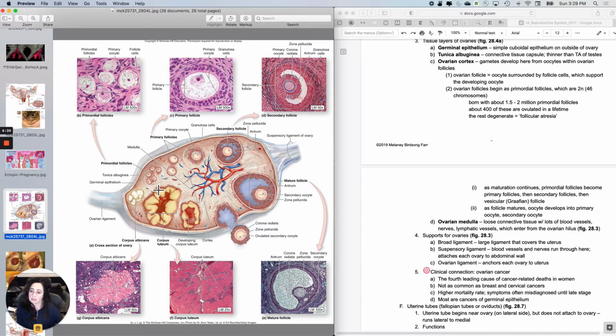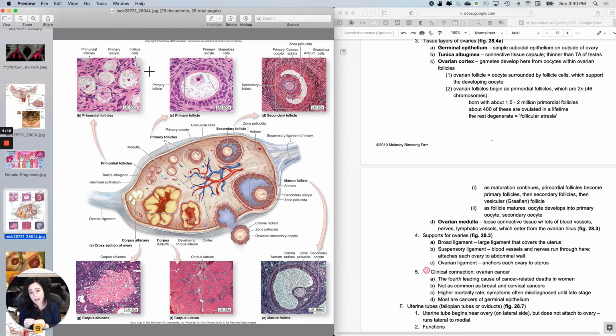And then just deep to that, can you see it kind of in this pinkish color, just deep to that? That's called the tunica albuginea. Tunic means coat. Don't know what albuginea means. I'll have to look it up. This is a connective tissue capsule on the outside.